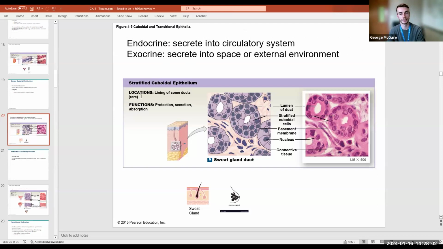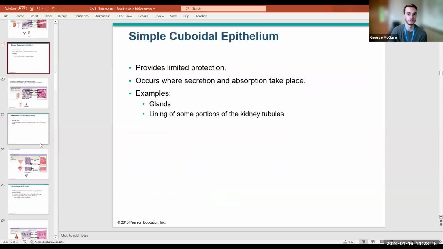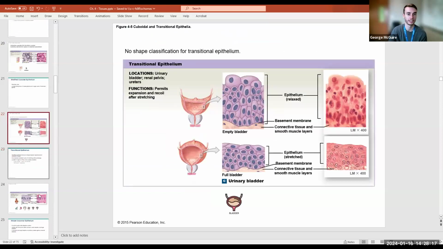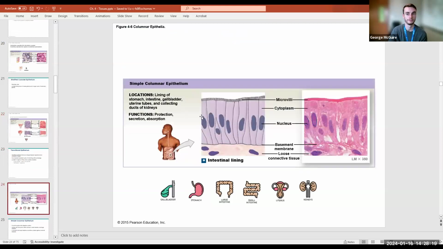And so again, cuboidal epithelium is typically what makes up our glands. So they have the room to produce whatever secretion that they are secreting, but it's typically not secreted in super high volumes. Compared to our columnar epithelium, which has a lot more space, and so has the ability to secrete secretions in higher volumes, right? That columnar shape, creating more space.